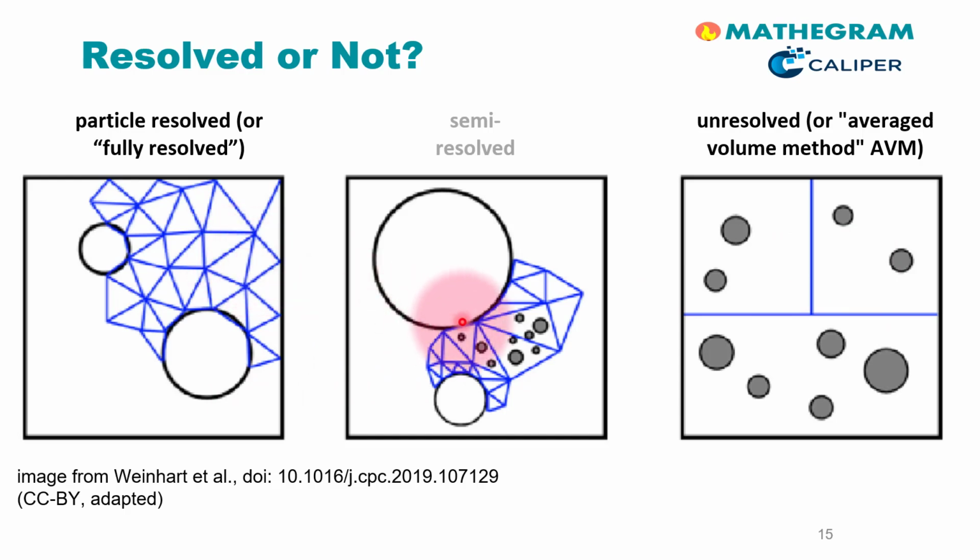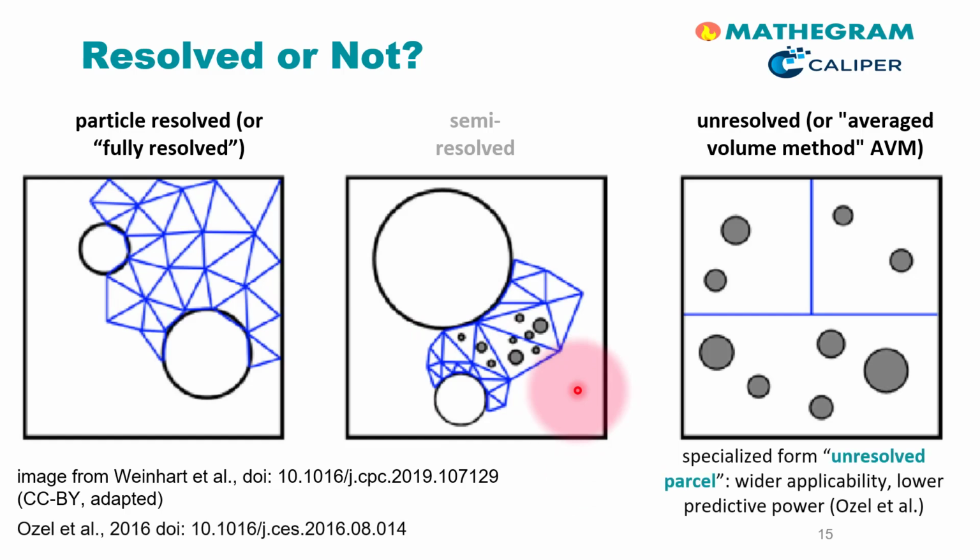Also, I want to mention a specialized form of this unresolved approach, which is the unresolved parcel approach. This approach has been nicely documented, for example by Osel et al., and has a wider applicability than the classical unresolved CFD-DEM approach, specifically to larger systems. However, it also has a lower predictive power, since certain assumptions about the parcels have to be made.